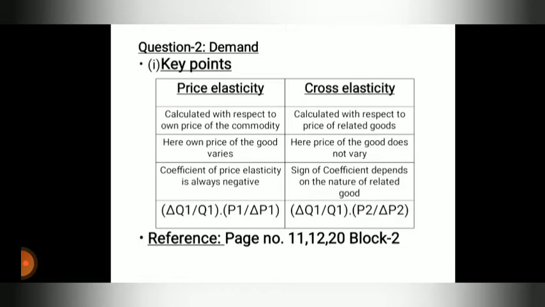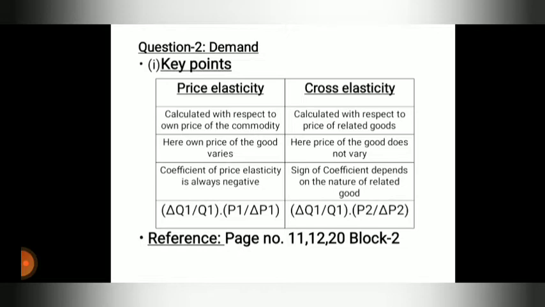Then the second point is price elasticity of demand. Here the price of the good varies when we are considering a 2-point method of computing price elasticity. But in cross elasticity, the own price of the good does not vary. Then the third difference is that the coefficient of price elasticity is always negative due to the inverse relationship between price of a good and quantity demanded.